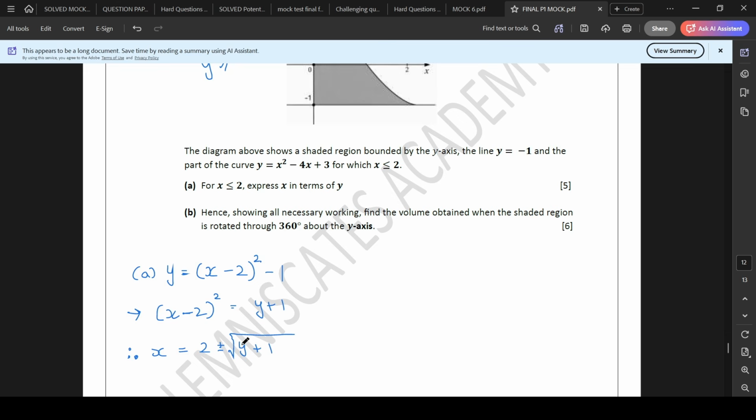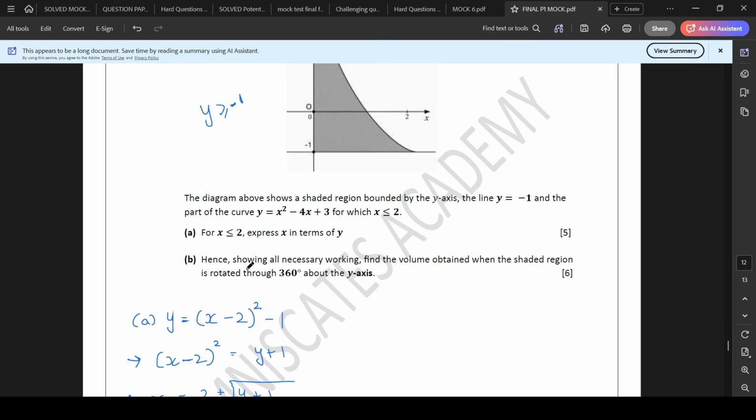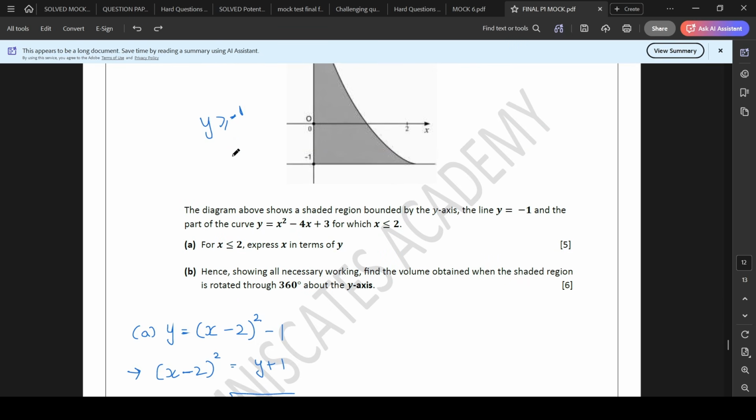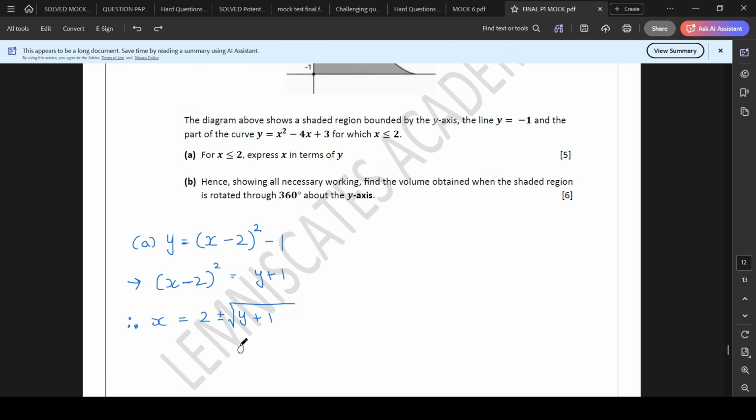Let's try to identify. If my y is greater than or equal to -1, what happens if I put -1 over here? -1 plus 1 is 0, so square root of 0. I'll get x equal to 2. Is x equal to 2 a valid value? Yes. Now let me put a value that is greater than -1. Let me put 0. 0 plus 1. What is the square root of 0 plus 1? It is 1.